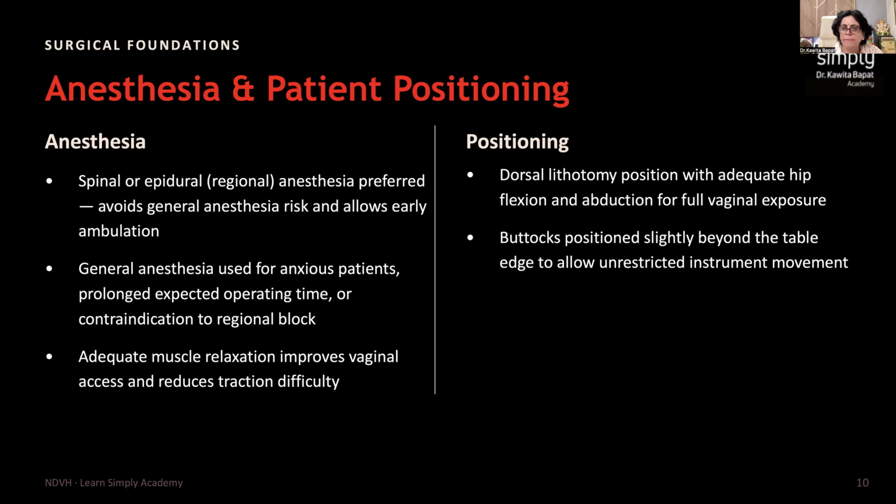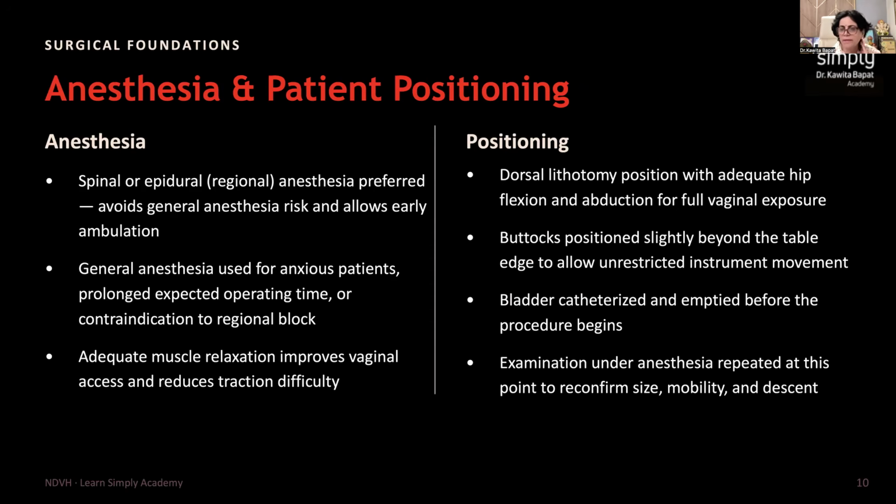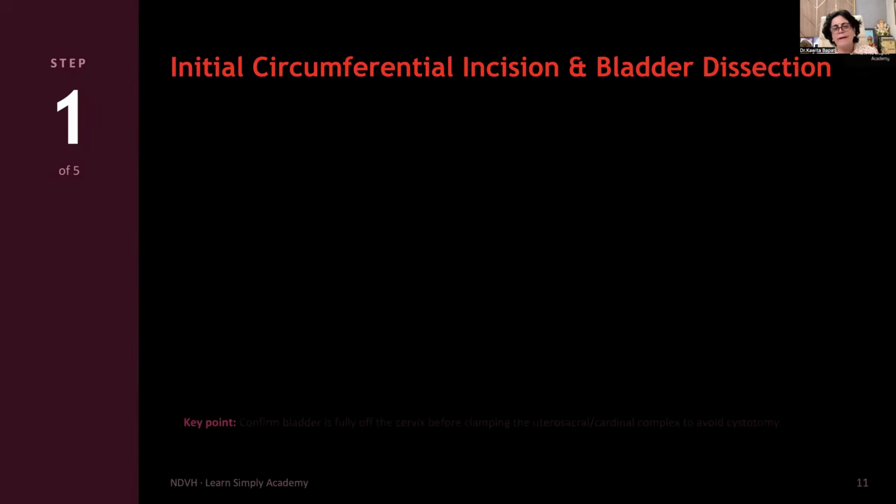Buttocks positioned slightly beyond the table edge to allow unrestricted instrument movement. Bladder catheterized and emptied before the procedure begins. Examination under anesthesia is repeated at different points for confirmation of the size, the mobility, and the descent. Now, what are the steps?